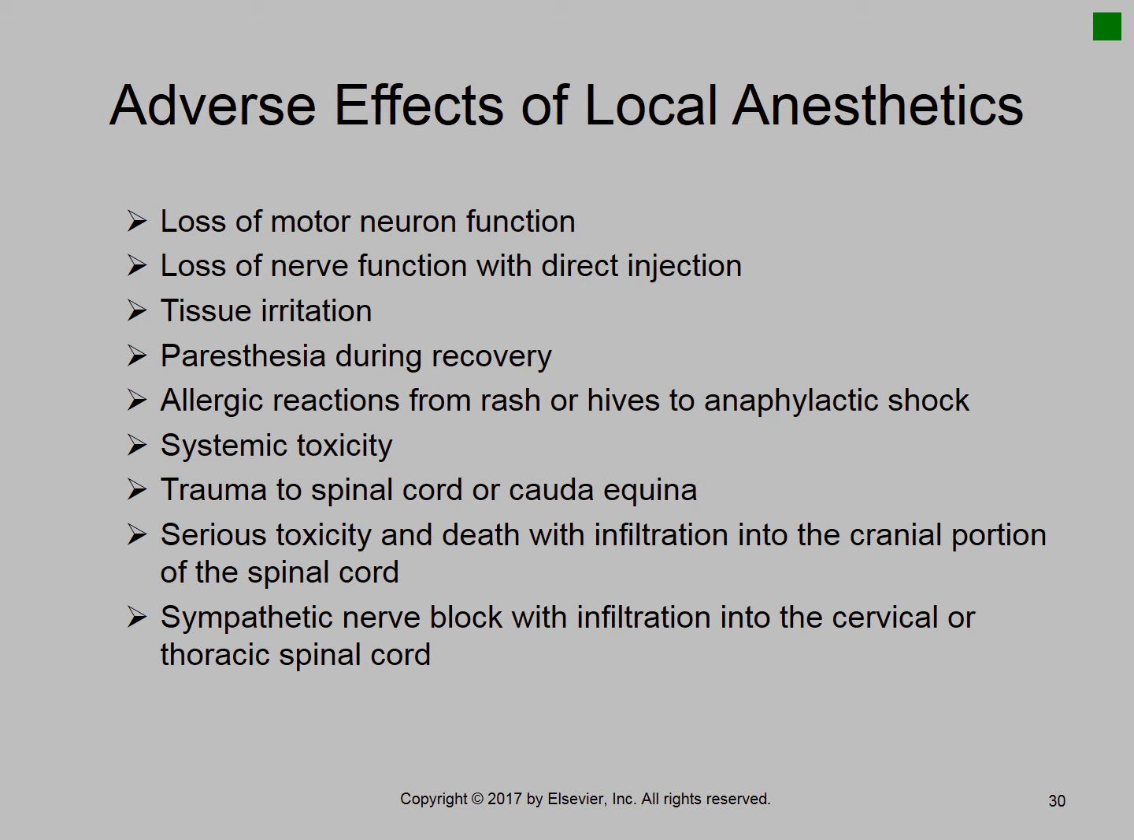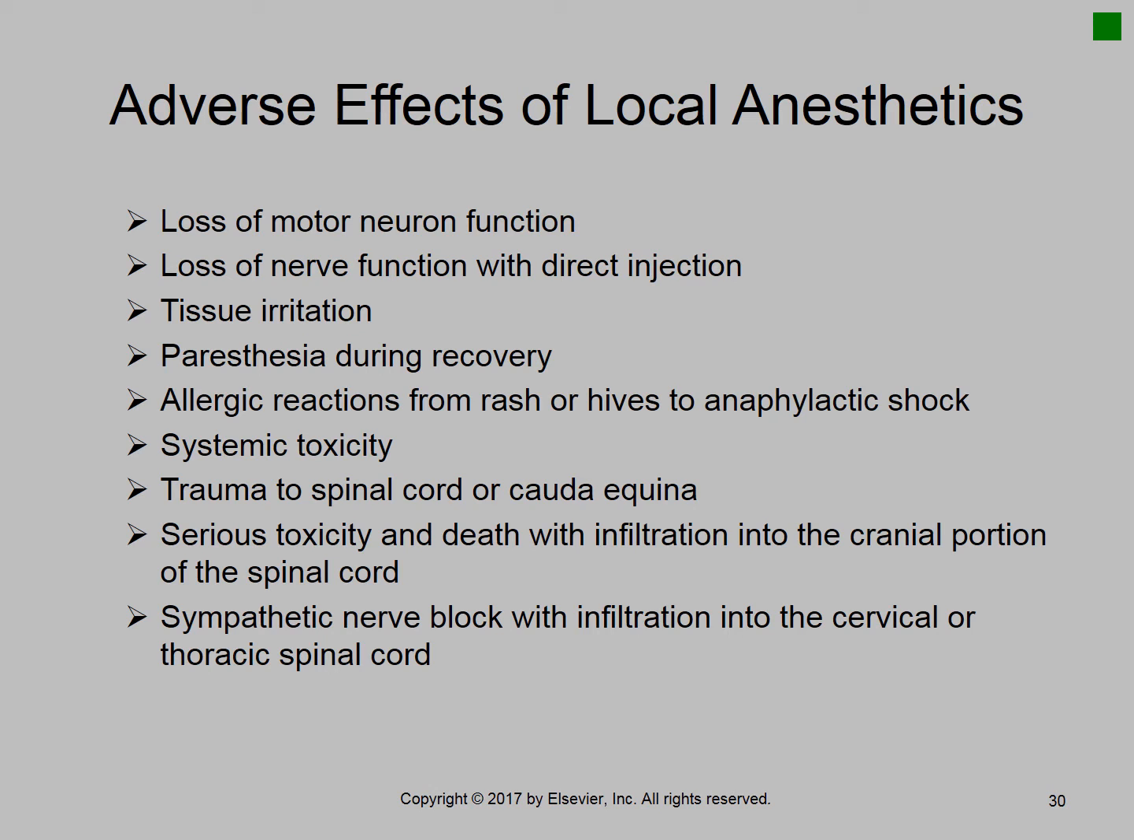And of course, there are always going to be adverse effects of anything. The adverse effects of local anesthetics include loss of motor neuron function and loss of nerve function with direct injection. In other words, if you inject it directly into the nerve, you're liable to kill the nerve. Tissue irritation, paresthesia during recovery, allergic reactions can happen, anaphylactic shock. I've never seen anaphylactic shock. I'm sure it could happen.